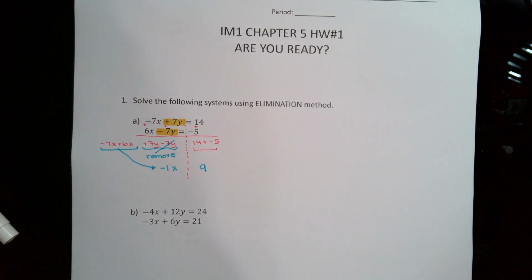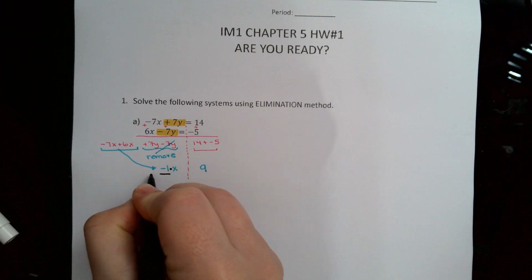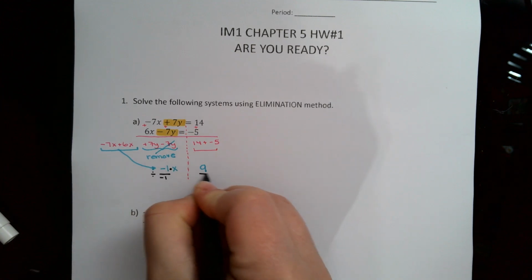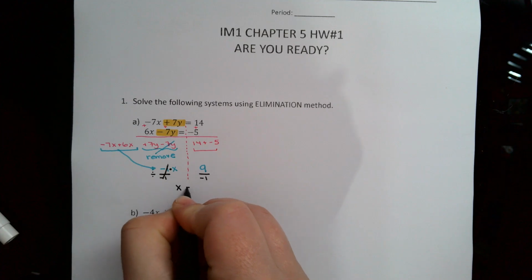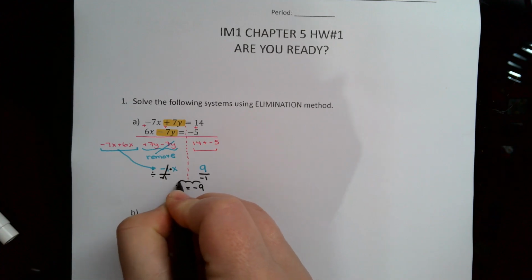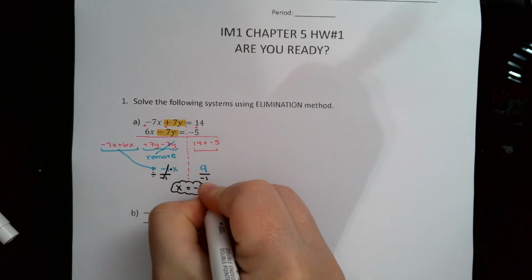Now we are not done here. We do need to remove this negative in front of x. So I'm going to divide by negative 1 on both sides. Remove the negative 1. So we got x is equal to a negative 9. Put that in a thinking bubble because this is not your answer. Remember, this is not your answer. This is just part of it.